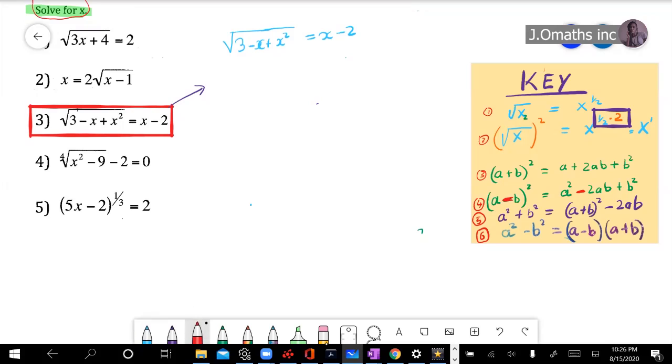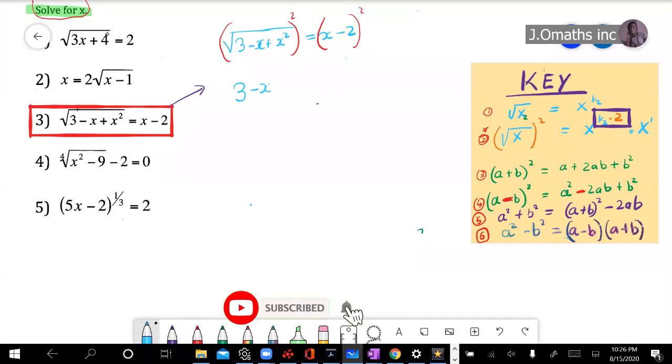So we're going to use rule number 2. If we square the left side, we need to obey the equal sign and square the right side. The square and the square root will dissolve. The square will dissolve the square root. And the right side is left with 3 minus x plus x squared.